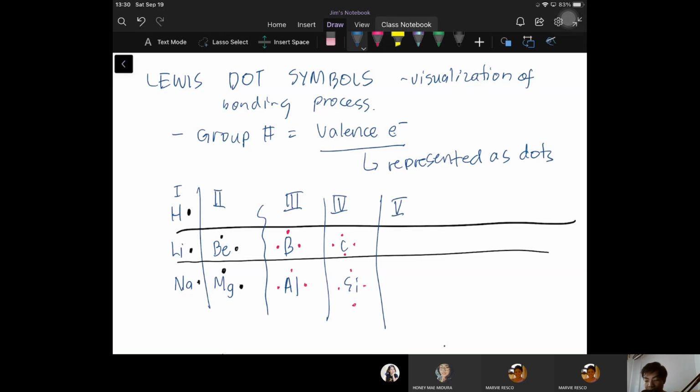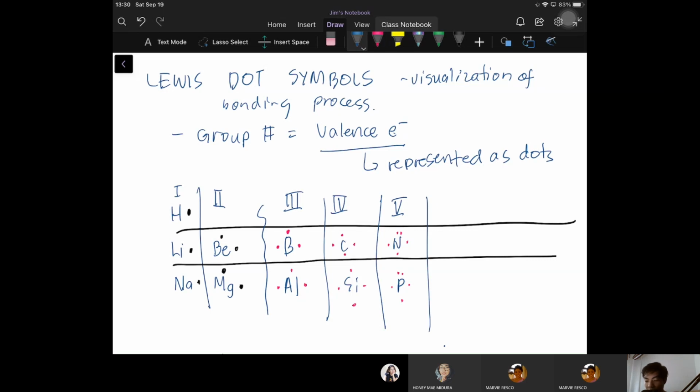Group 5. Okay. So nitrogen, phosphorus. Okay, so nitrogen. Teka lang, ayusin ko lang yung line. Ayan. So si nitrogen, 5 yung dots niya. So paano ko daw yung gagawin? So tigi-isa muna. Yan. And then, kapag sumobra, dun ka mag-start mag-pair. So gusto ko yung sa taas ko yung i-pair muna. So ganun. Yan. So 5 dots.